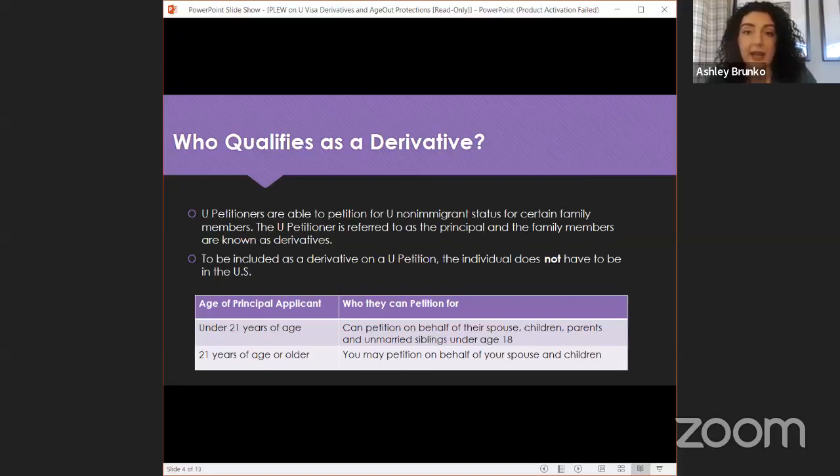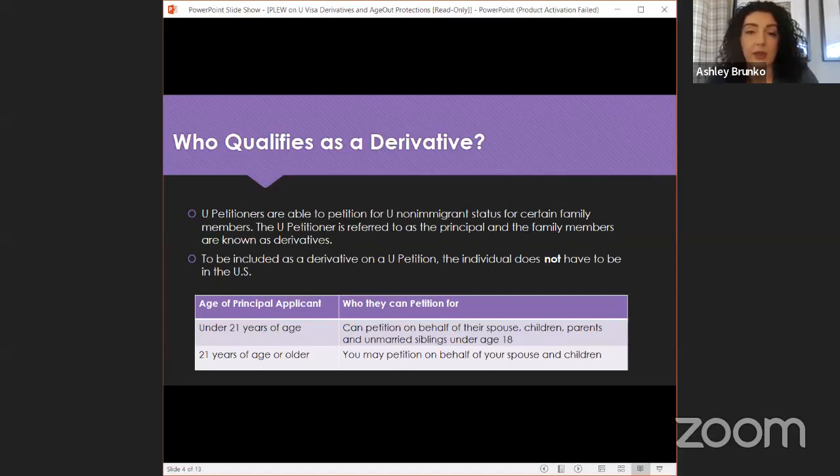Who can be added as a qualifying derivative depends on the age of the principal. If the principal is under the age of 21, they can add their spouse, children, parents, and unmarried siblings that are under the age of 18. If the principal is 21 years of age or older, they can petition on behalf of their spouse and their children.